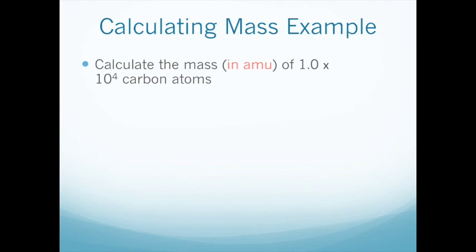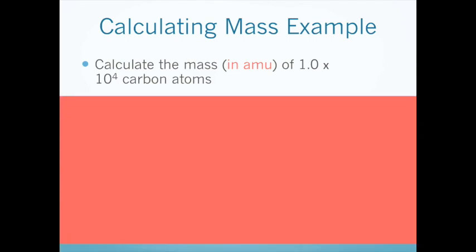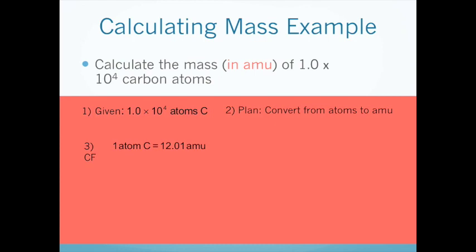Here is another example. We're going in reverse this time, calculating the mass in AMU of 1 times 10 to the 4th carbon atoms. That's 10,000 carbon atoms. We need to develop a plan to convert from atoms to AMU, and then develop our conversion factors. So 1 atom of carbon, and this is the average mass of carbon, is 12.01 AMU. And that means that for every carbon atom, there are 12.01 AMU of mass.